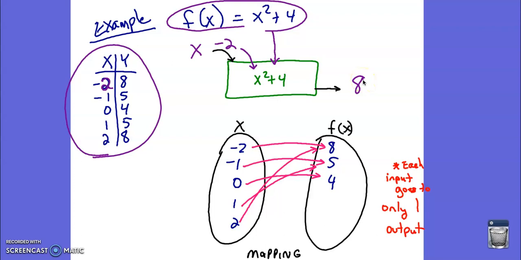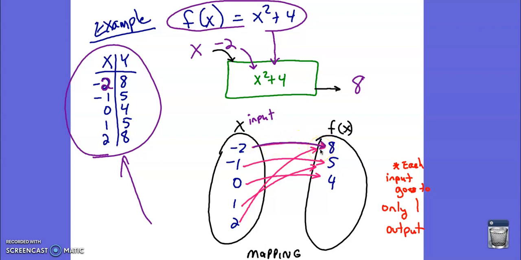Now look down below, another way to represent that. We typically represent it as an XY chart, but this is also called a mapping. So this is your input or your domain. And so when I input -2, out comes +8.